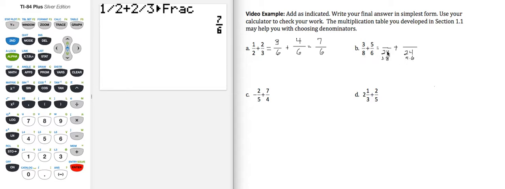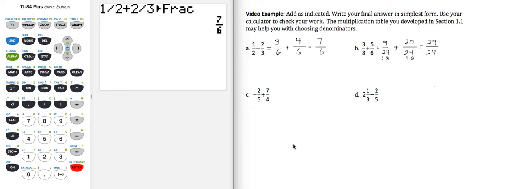So 8 goes into 24 3 times. 3 times 3 is 9. 6 goes into 24 4 times. 4 times 5 is 20. I have 9 over 24 plus 20 over 24. That means I can now combine the numerators over the common denominator. 9 plus 20 gives me 29. 29 over 24 cannot be reduced, and it's fine to leave it as an improper fraction.